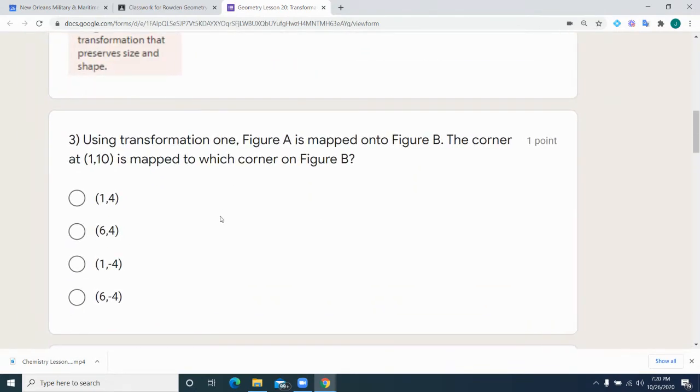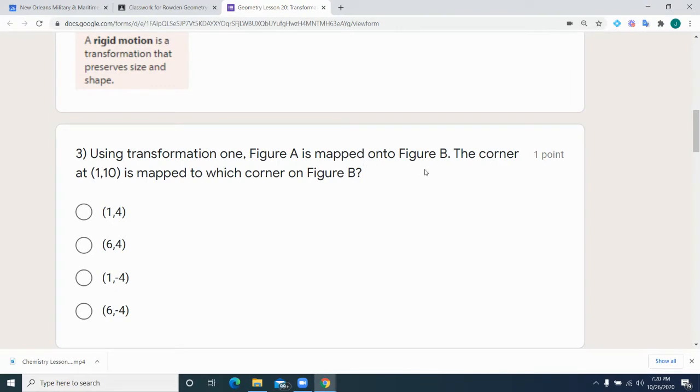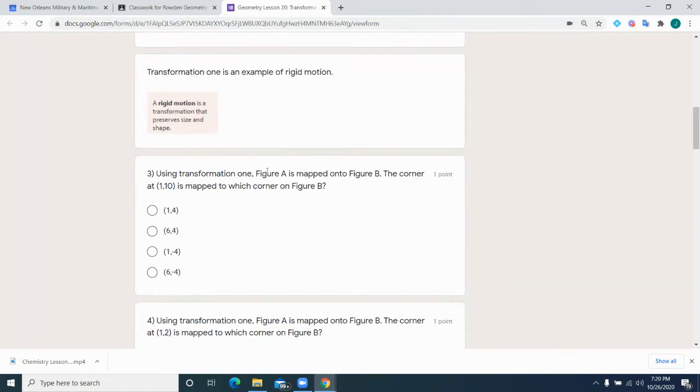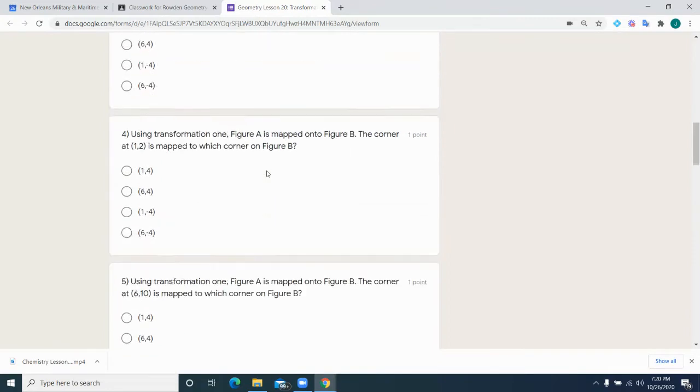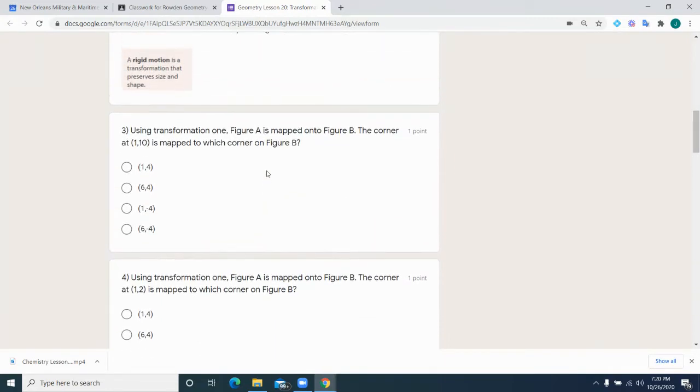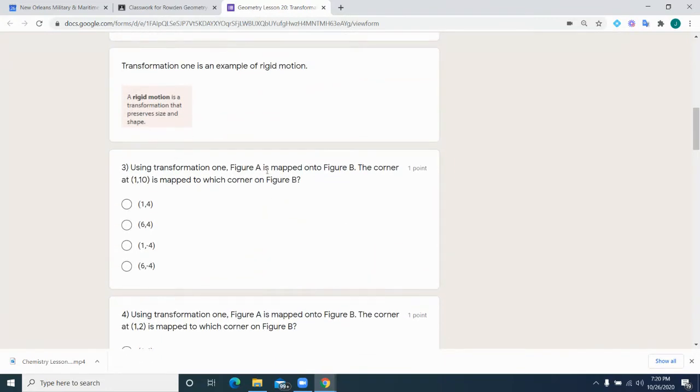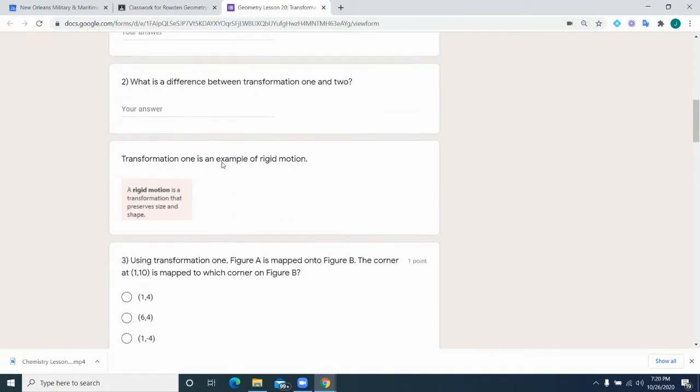Now I want you to do this. Figure A is mapped to figure B. We're looking at transformation 1. The corner (1, 10) is mapped into which corner? I want you to try to do 3, 4, 5, and 6. Try to figure out where each of these corners ends up when you go from A to B, and after you try them, then come back. Press pause, try to do these, and then press play.